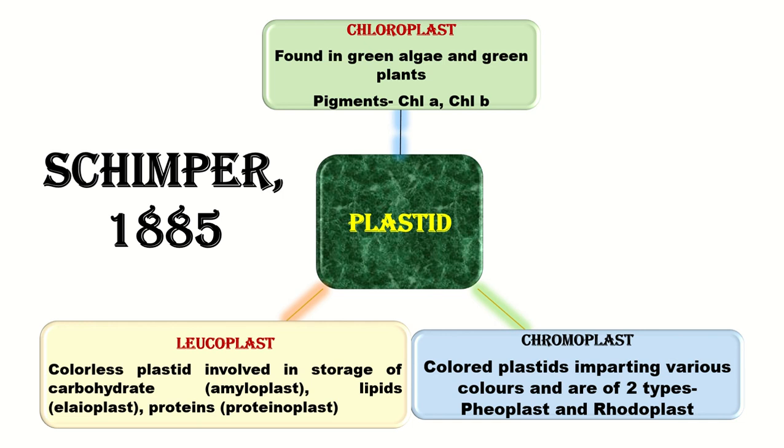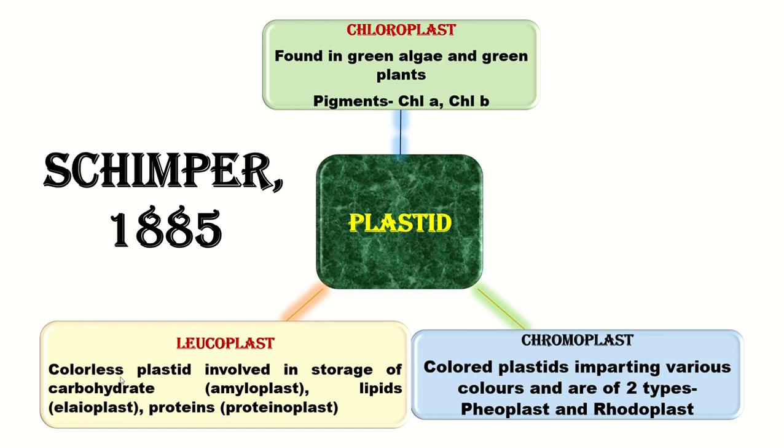Simper in 1885 categorized plastid into three classes or three types: chloroplast, leucoplast and chromoplast. Chloroplast is popularly known as the green plastid, leucoplast is the colorless plastid, and chromoplast is your colored plastids. Chloroplast is normally found in green algae and green plants, and the chief pigments are chlorophyll A and chlorophyll B.